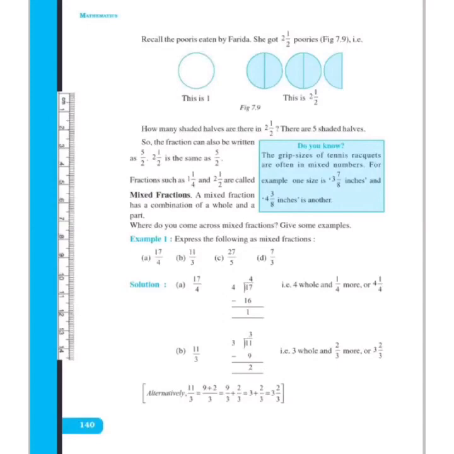Now we will do one more example, 11 by 3. Here we will divide 11 by 3 and we will get 3 as the quotient and 2 as the remainder. 3 is the quotient, that means it is the whole, and the remainder 2 is the numerator and the divisor 3 is the denominator. So how will we write this? 3 whole 2 by 3. And how will we say this? 3 whole and 2 by 3 more. And this is how we represent, or express, a mixed fraction.